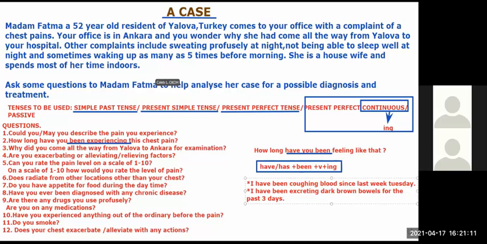So here we're talking about how the person has been feeling over the past 3 days. It started in the past, it's still continuing, and the structure is have been, plus verb ing. So that is how it is. So here we've got cough, we have excrete, right? Those are the words we're going to use. Okay, now let's quickly, here.